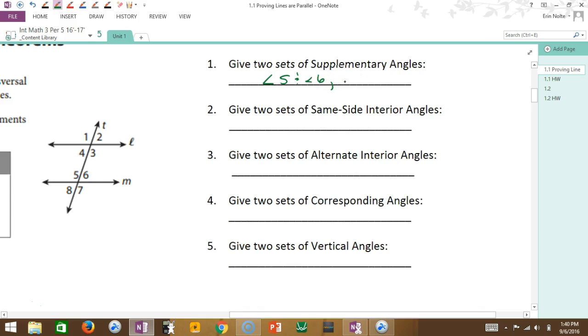Can somebody raise their hand and give me a second set? You go by Alexa, right? Lexi. 4 and 3. Anybody else agree that 4 and 3 are supplementary?